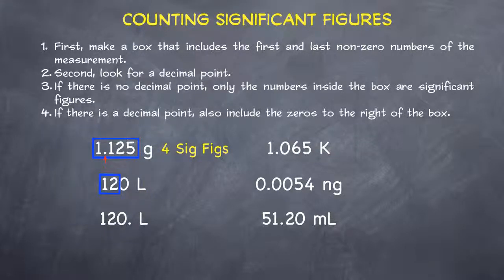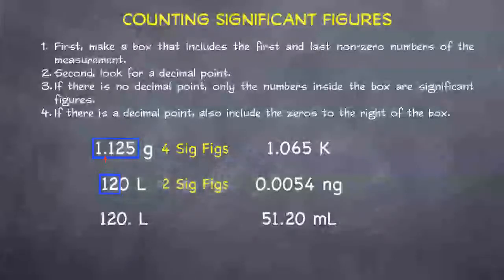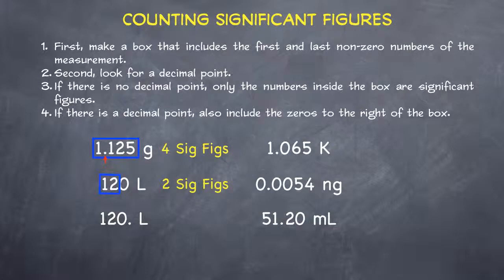For our next one, we include in the box the 1 and the 2. And you notice we don't include the 0. There is no decimal point, so this measurement only has 2 significant figures since there are only 2 in the box. For our third measurement, we also put the box around the 1 and 2, but this time you'll notice that there is a decimal point. So according to rule number 4, that means we have to include that 0 as a significant figure. So this measurement has 3 sig figs.